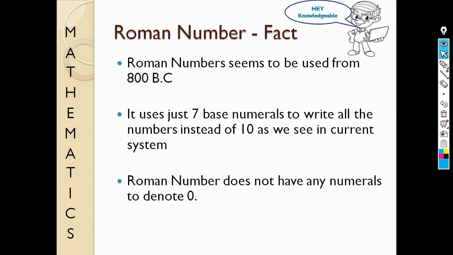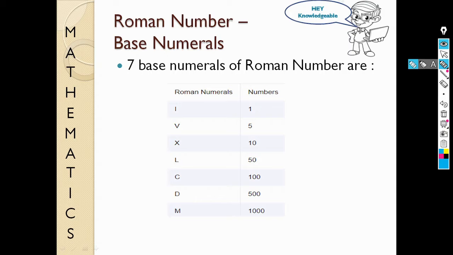Roman numbers seem to have been used from 800 BC. They use just 7 base numerals to write all the numbers, instead of 10 as we see in the current system. Roman numbers don't have any numeral to denote 0. So basically these are the 7 base numerals: I is for 1, V represents 5, X represents 10, L represents 50, C represents 100, D represents 500 and M represents 1000.